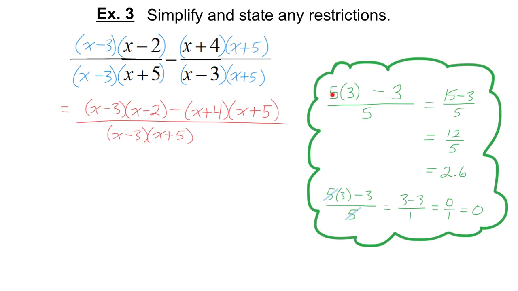Here's an expression, 5 times 3 minus 3 divided by 5. If I do it properly, 5 times 3 is 15. 15 minus 3 is 12. 12 divided by 5 is 2.6.